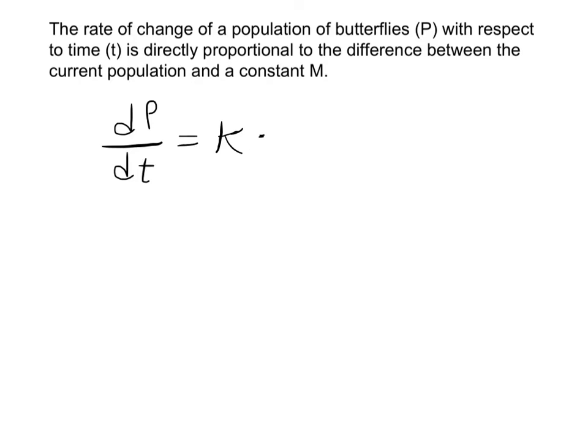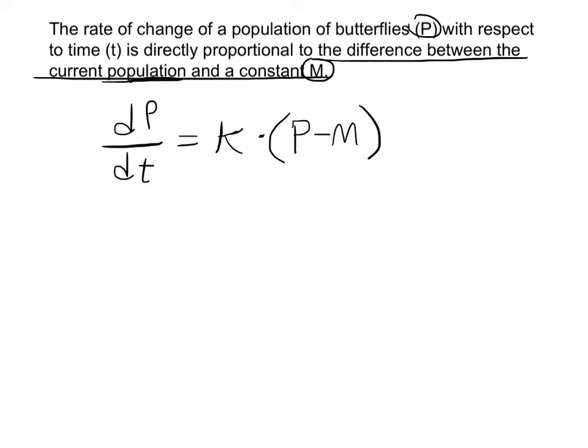And this is a little bit interesting. It's directly proportional to the difference between the current population and a constant m. So mathematically, how do we write that? Well, mathematically, the difference means subtraction. Difference between the current population, that's p, and the constant m. Great, so this is times p minus m.